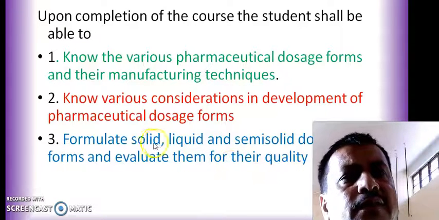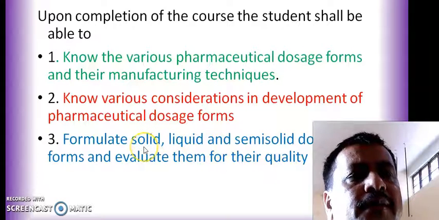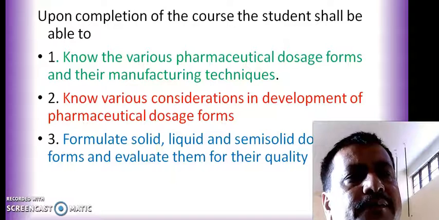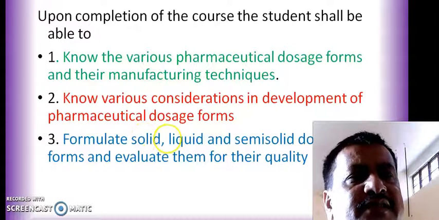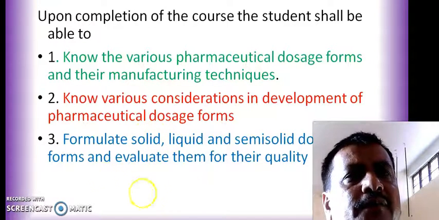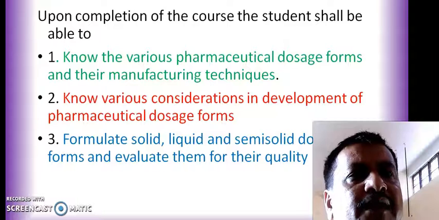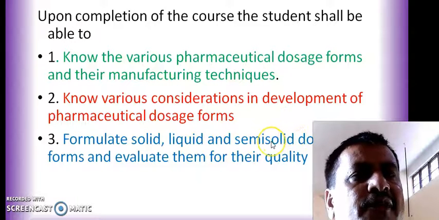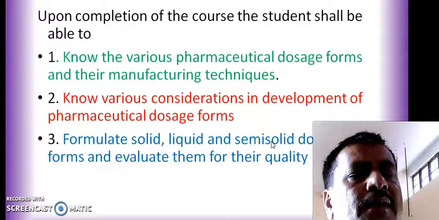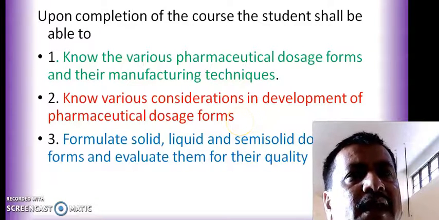So in this, from the solid category we are going to formulate tablets and granules, and then we are going to coat some solid dosage forms such as tablets and granules. Then from the liquid category we are going to prepare eye drops. Then we are going to prepare large volume parenterals and small volume parenterals. From the semi-solid category we are going to prepare ophthalmic ointments. And also we are going to prepare certain creams such as vanishing cream and cold cream, and later on evaluate them for their quality.